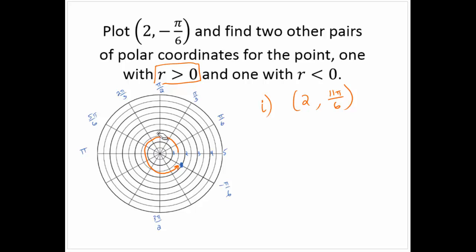And we're also asked to find one with r negative. So what I could do is go on the other side. If I were to get to this point, I can think of this point as (2, 5 pi over 6). And so then the point (negative 2, 5 pi over 6) would also be that original point. Right, because as mentioned earlier, if r is negative, then the point (r, theta) lies in the quadrant opposite theta. So (negative 2, 5 pi over 6) lies in the quadrant opposite the measure 5 pi over 6.